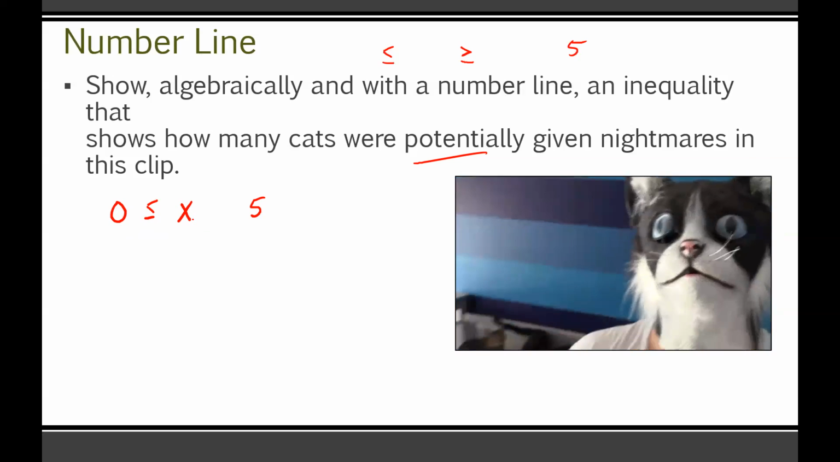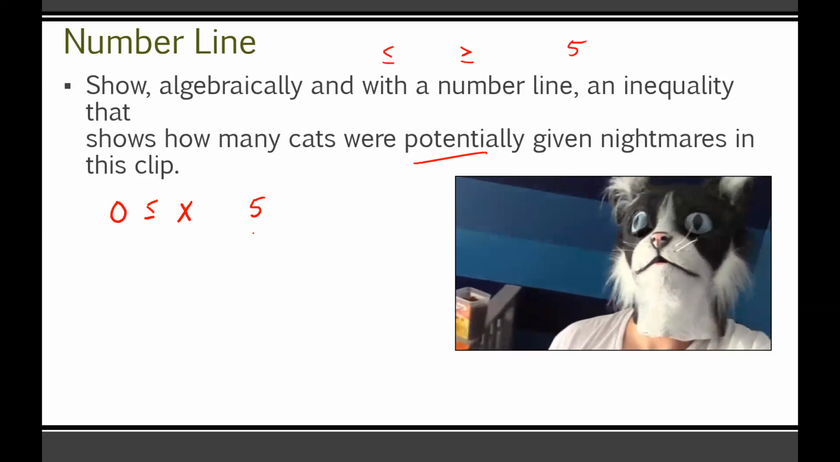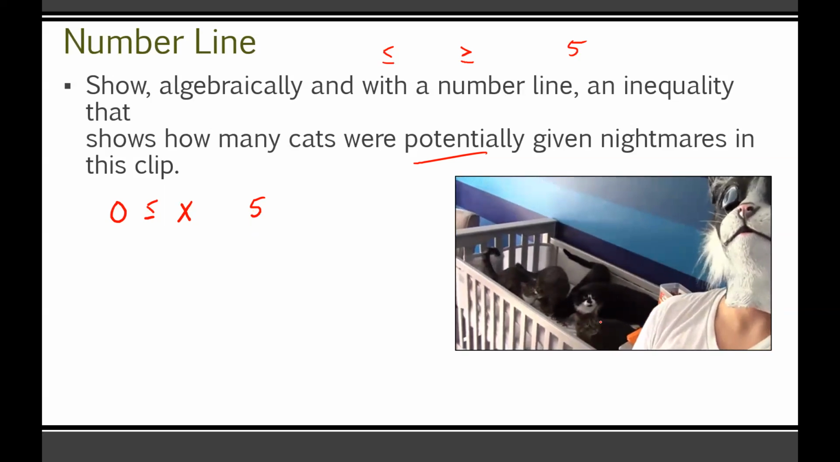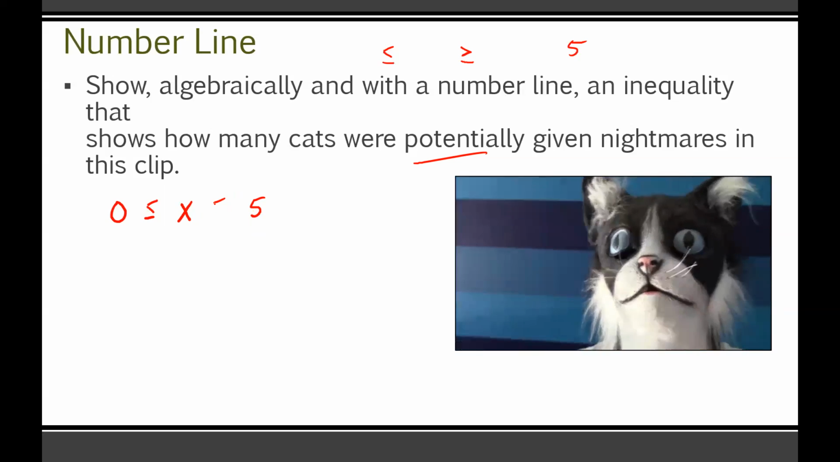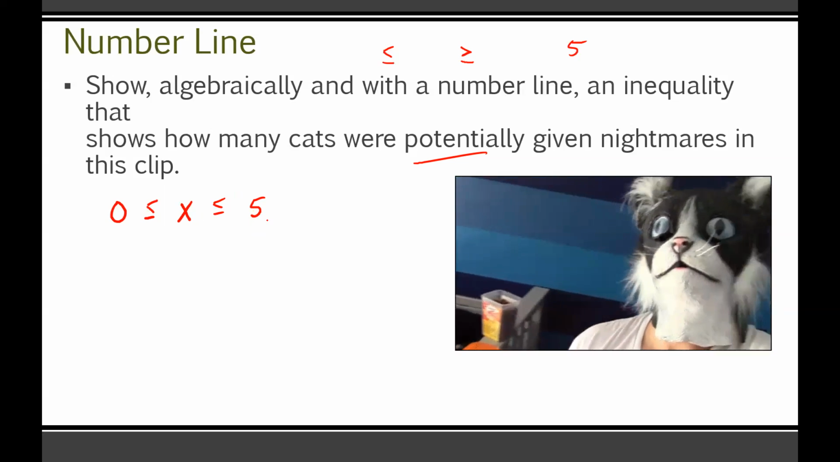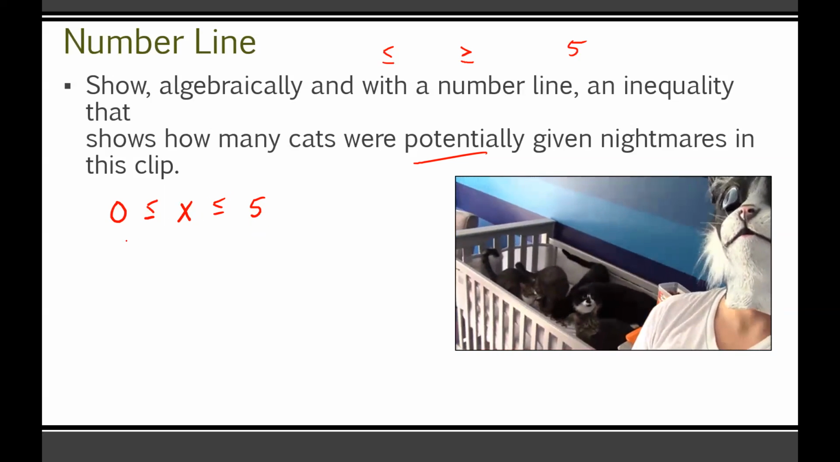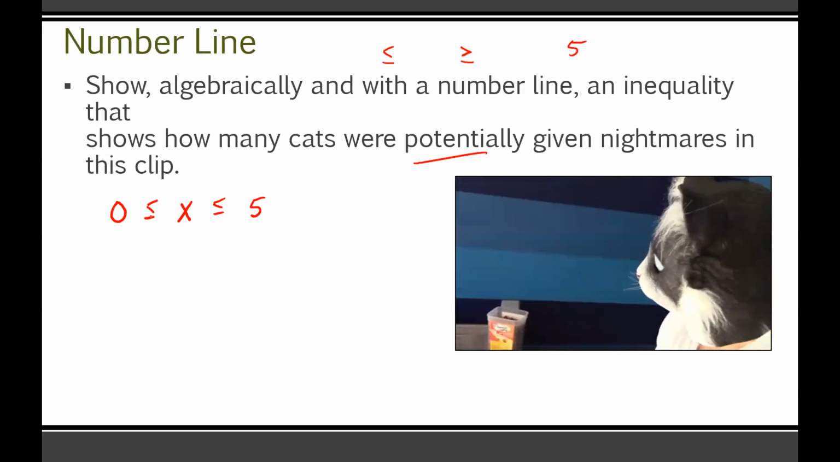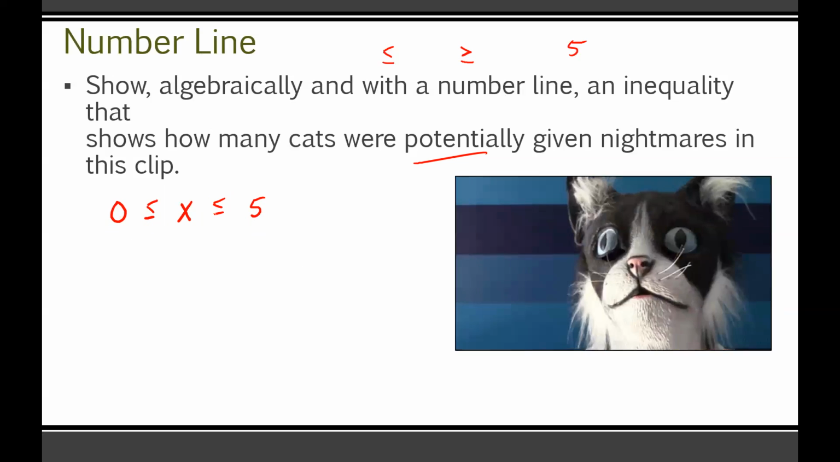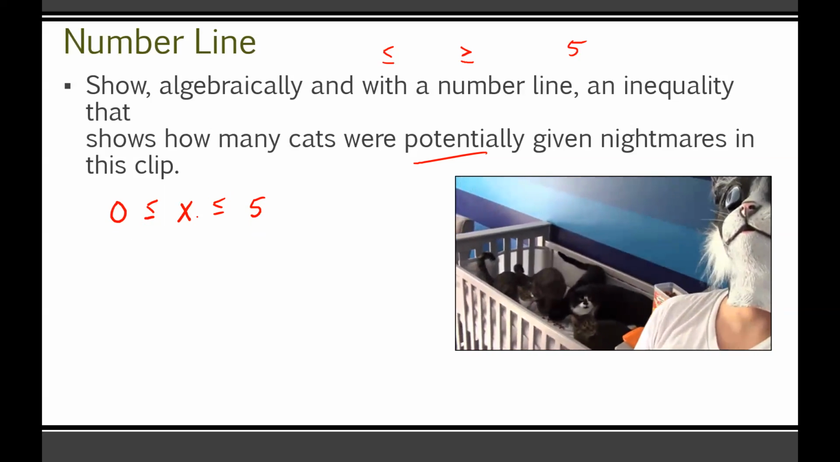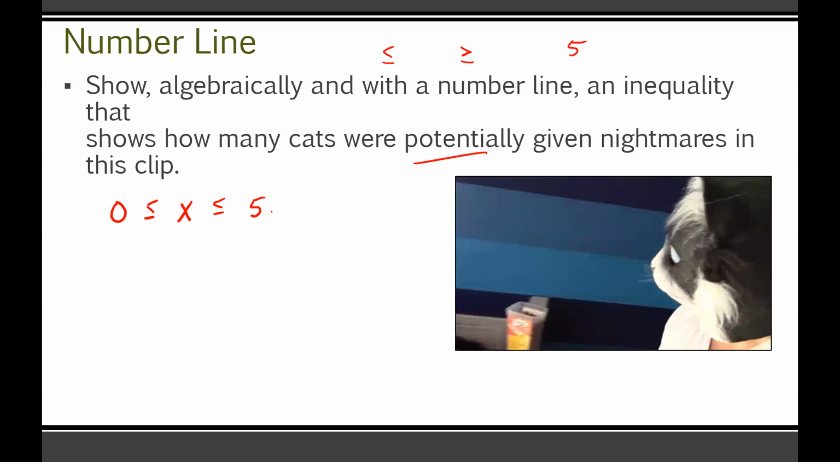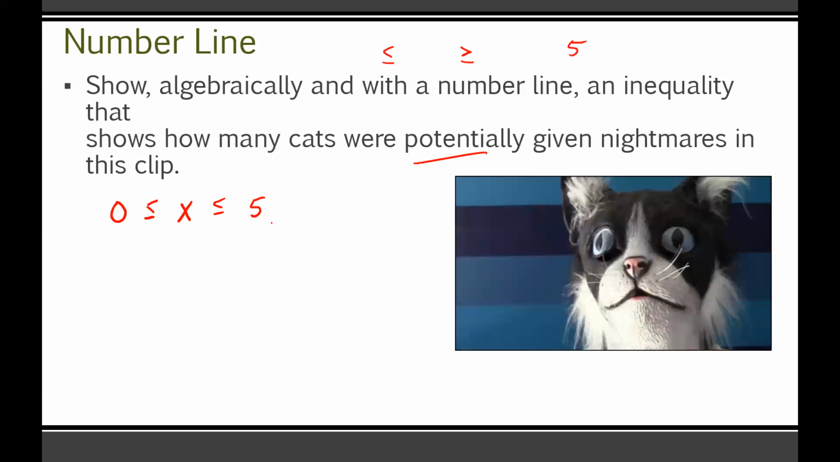Likewise, x could be anywhere up to or including 5, but it can't be more than 5 because there's only 5 cats in here. So we're going to say x is also less than or equal to 5. If we read this out loud, we would say 0 is less than or equal to x, which is less than or equal to 5. I'll say it again: 0 is less than or equal to x, which is less than or equal to 5. That's basically how we'd get this one done.